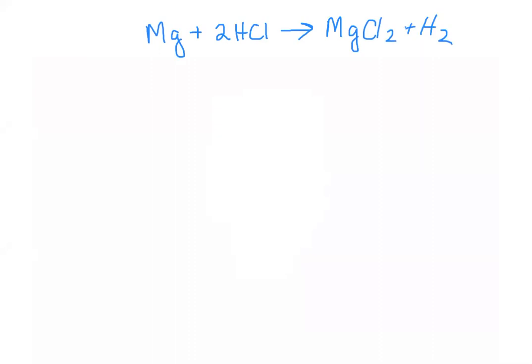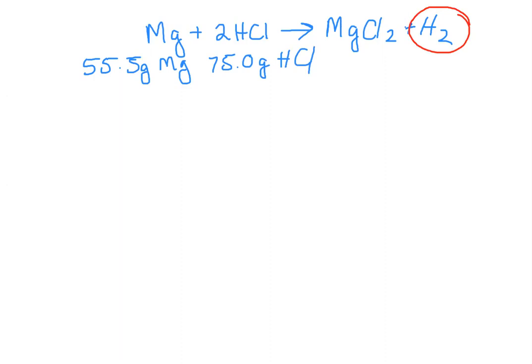What volume of hydrogen at STP is produced from the reaction of 55.5 grams of magnesium and 75.0 grams of HCl? So what is it asking us? It's asking us this. How much of this do we need? But it gives us both an amount of magnesium and an amount of HCl. So we have to see which one is the limiting reactant. So let's start with what we have.